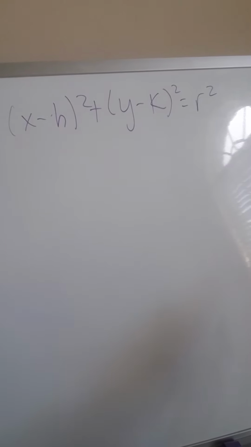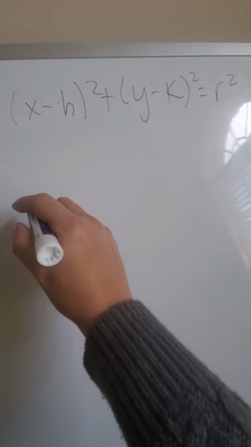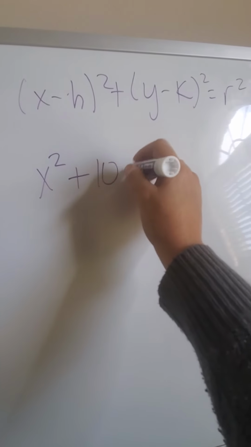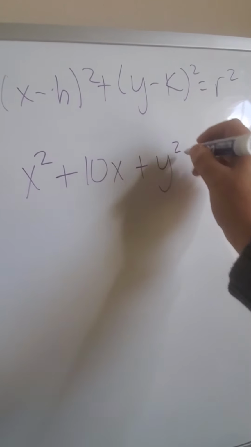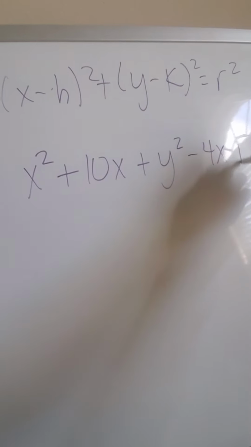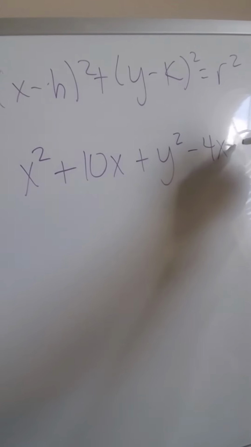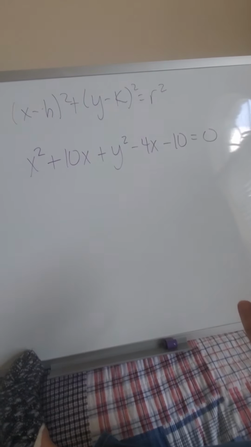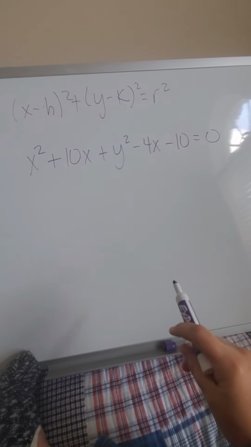So let me give you an example of something that you might see. Let's say I have x squared plus 10x plus y squared minus 4x minus 10 equals 0. Now if you notice, that looks really different, doesn't it? Doesn't look anything like the thing at the top. So let me show you a little shortcut, a way to make this look like this.